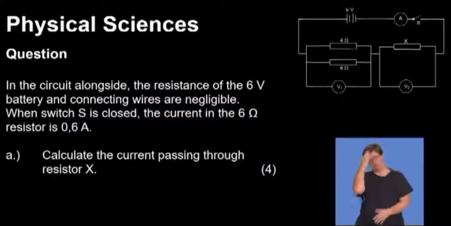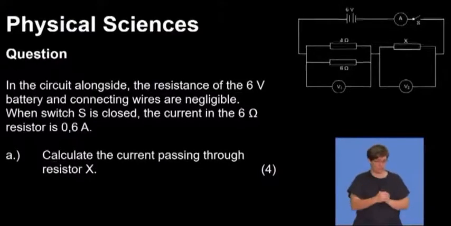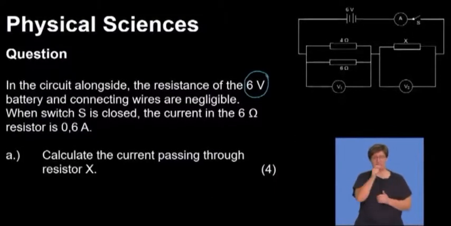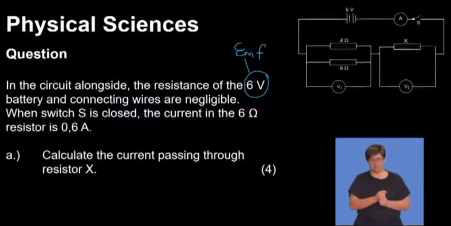Now let's look at the last question, which says, in the circuit alongside, the resistance of the 6-volt battery and the connecting wires are negligible. So it means that this 6 volts is actually the EMF of the battery. Because we are saying that the battery has negligible resistance, it doesn't offer any resistance to the current flow. Switch S is closed. There is our switch S.